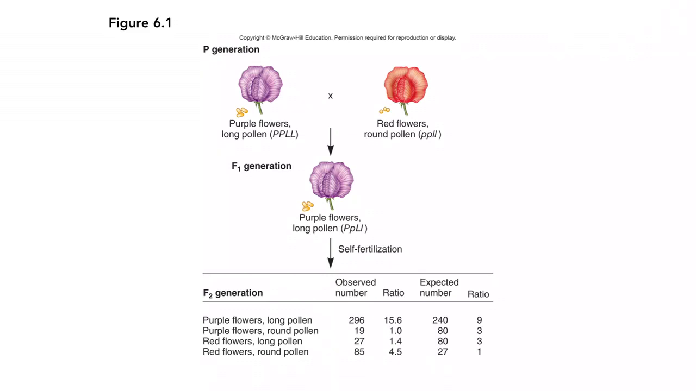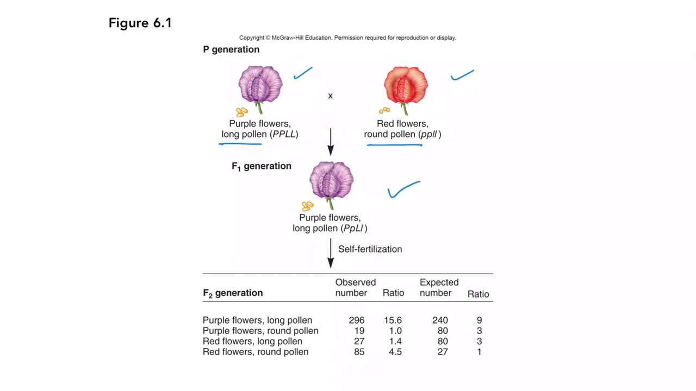So what we see here are purple flowers and red flowers. And then these purple flowers also have long pollen, and these red flowers have round pollen. So there are two traits, our two characters are the color of the flower and then the shape of the pollen. Now, when they mated these two true breeders for their F1, they got all heterozygotes again.